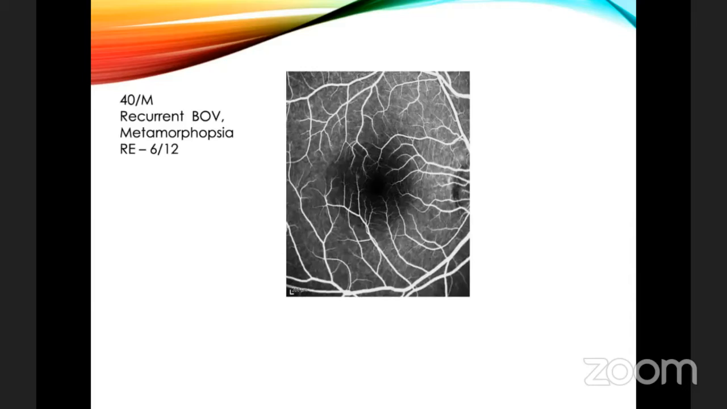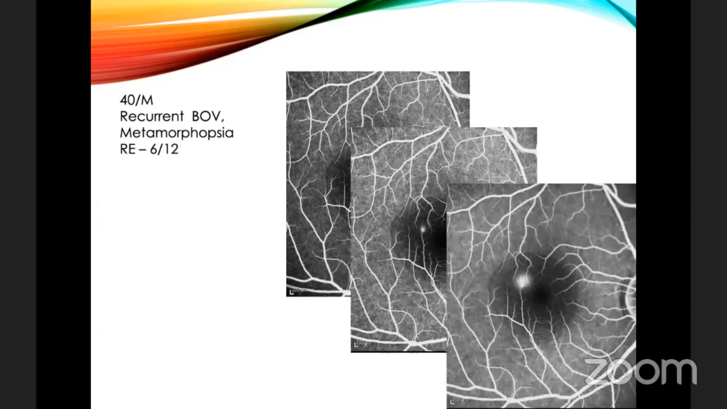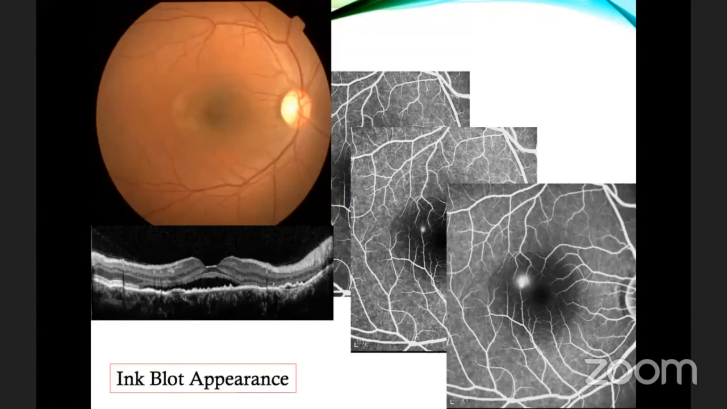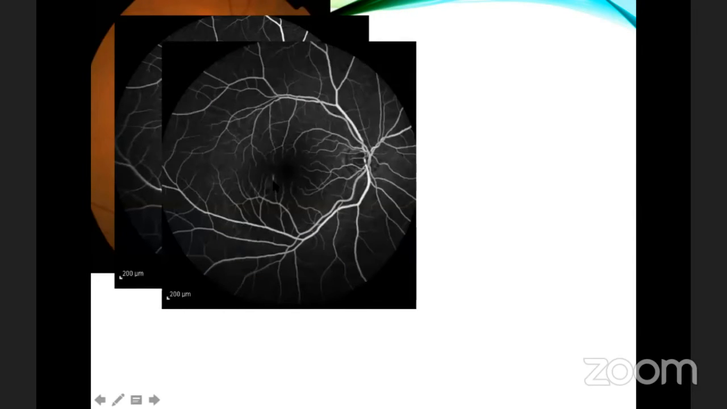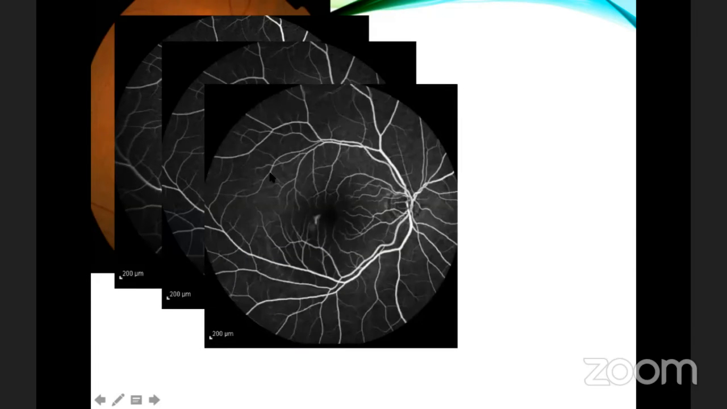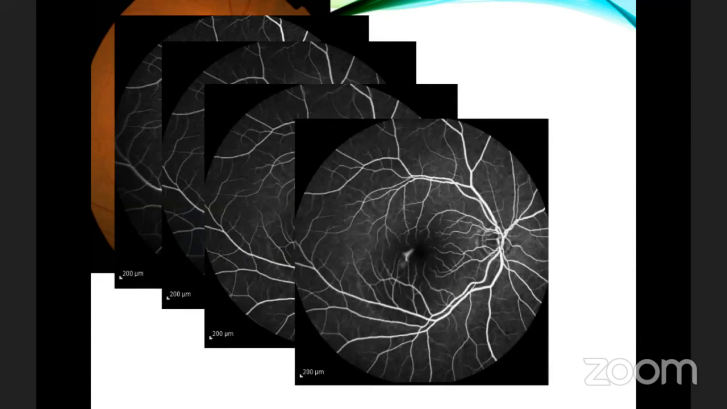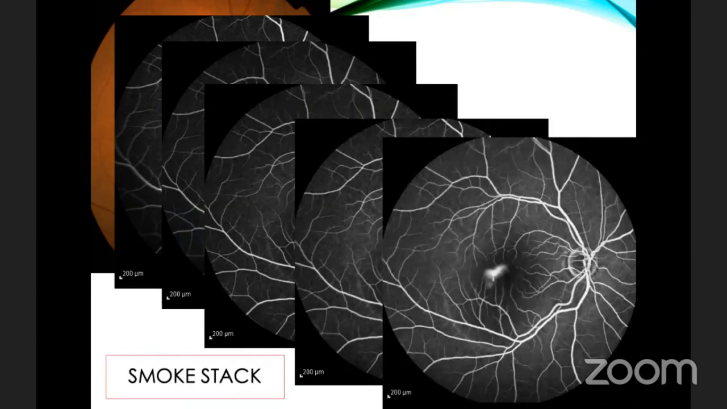Coming to the case examples. This was a case of a 40-year-old male who complains of recurrent blurring of vision with metamorphopsia, and his vision was 6/12. Apparently the FAZ appears normal, but we see a slight leakage over here, and this leakage is increasing with increasing phases of the angiogram. This is an ink blot appearance as it happens in CSCR. Another appearance is a leak which ascends vertically like an umbrella pattern, and this is called the smokestack appearance.